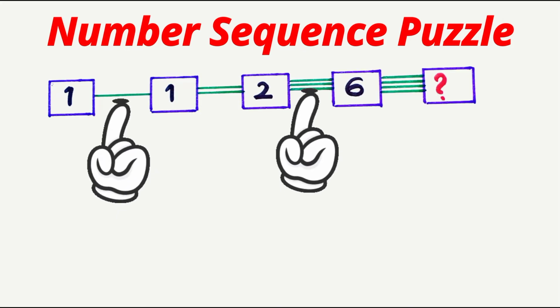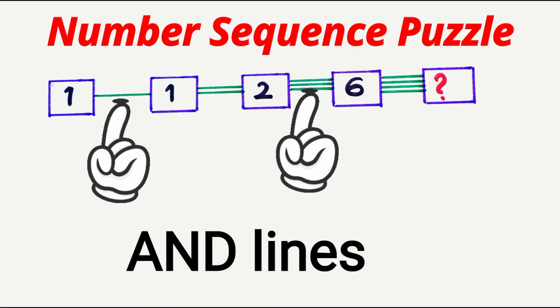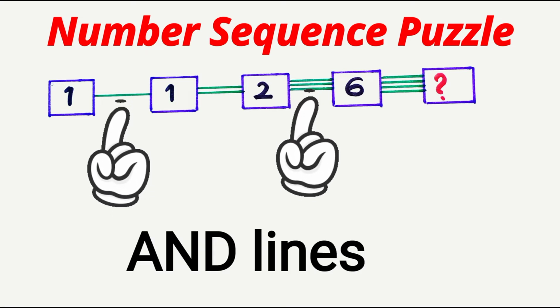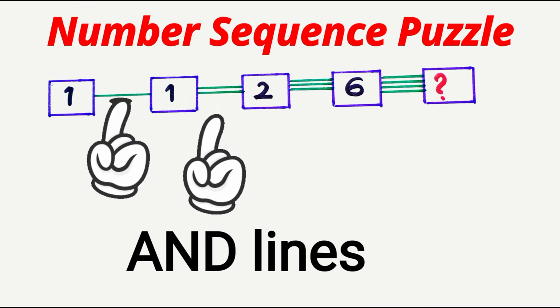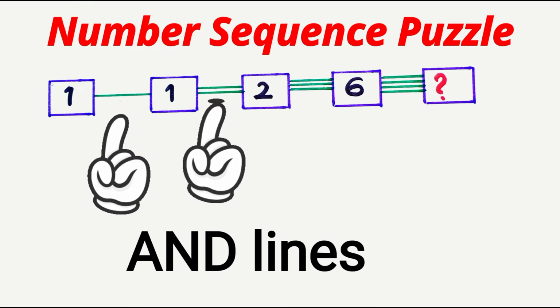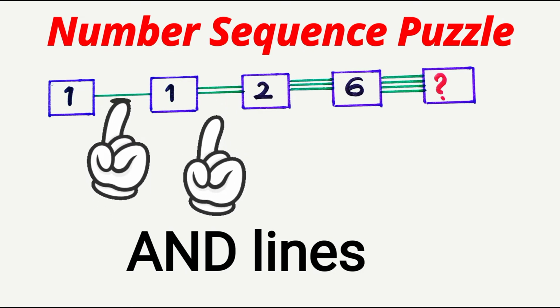Now children, have a look at the number of lines between each number boxes. These lines are called end lines. So in the above diagram, these end lines and the numbers are interrelated to each other. Now let us count and write the number of lines present after each number.